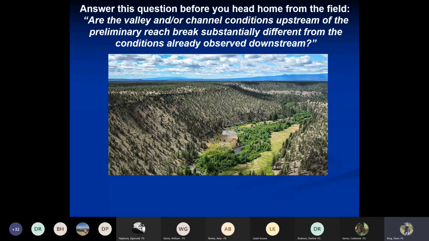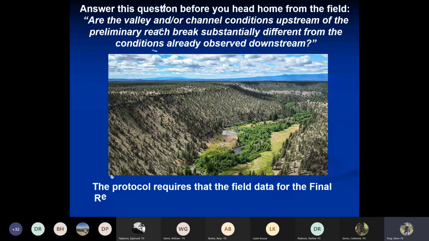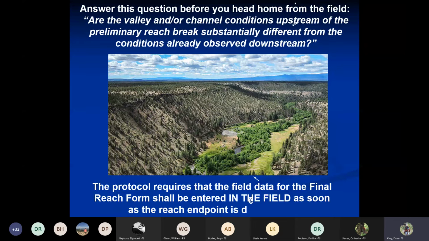Okay, the protocol requires that the field data for the final reach form shall be entered in the field as soon as the reach endpoint is determined. That's the best place, because if you had any go-backs, you missed some data. You got all this data, the characteristics of the stream, the conditions, the habitat quality, fresh in your mind. So plan on having a little time to sit down with your partner and go over the data and fill out that final reach form. It's the best place to do it.